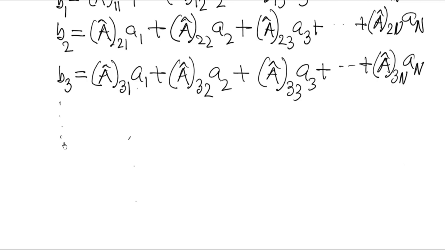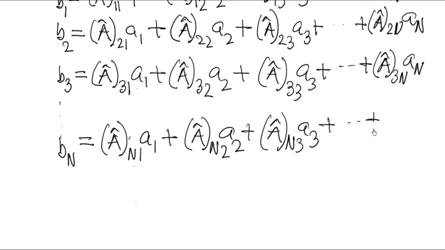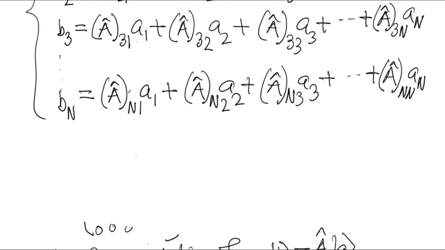Okay, if we continue doing this, the last one will be Bn equal to An1 a1 plus An2 a2 plus An3 a3 and so on up to Ann an. Okay, so this set of linear equations now we can put into a compact form.